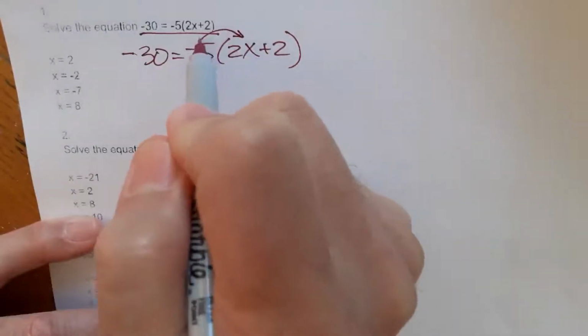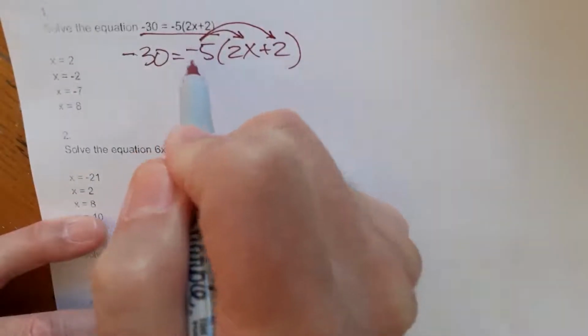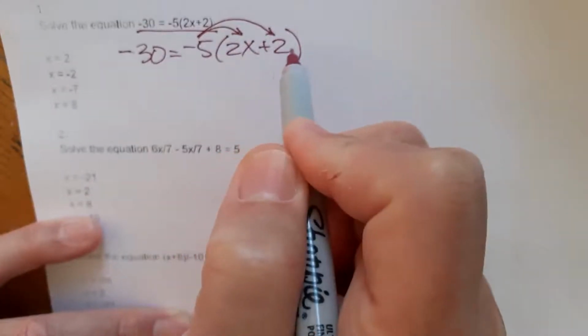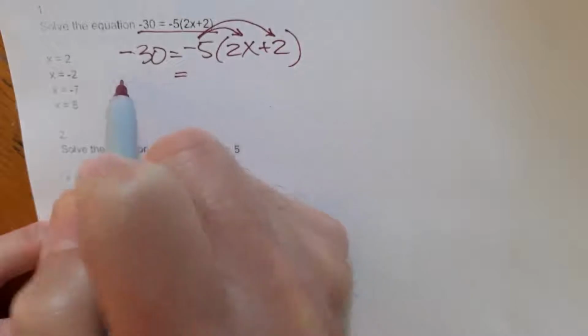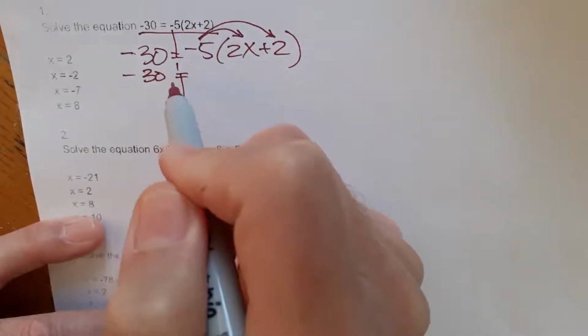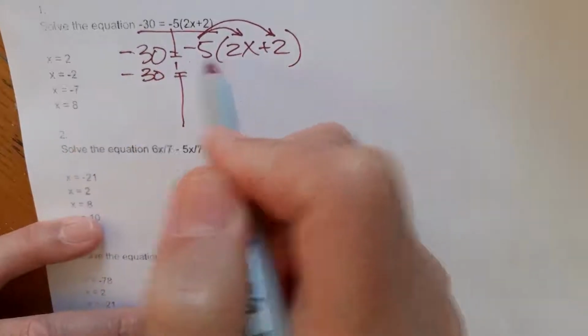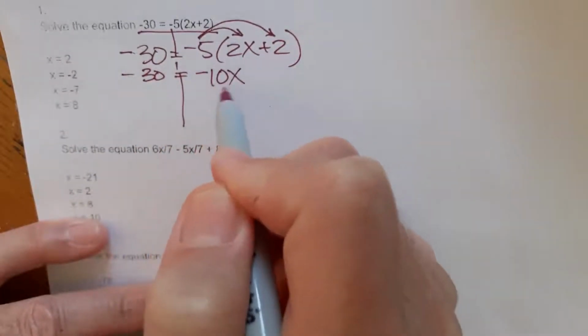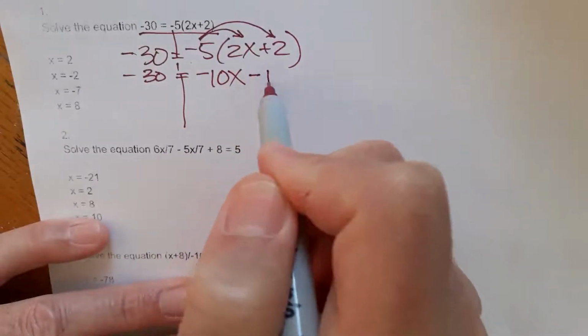This is the distributive property. Distributive takes the value outside of the parentheses and multiplies it across the terms inside the parentheses. In this case, we're going to leave the left the same. When we're talking about left, we're talking about a center line right down the equals. There's a left side and a right side. Negative 5 times 2x is negative 10x. Negative 5 times 2 is negative 10.